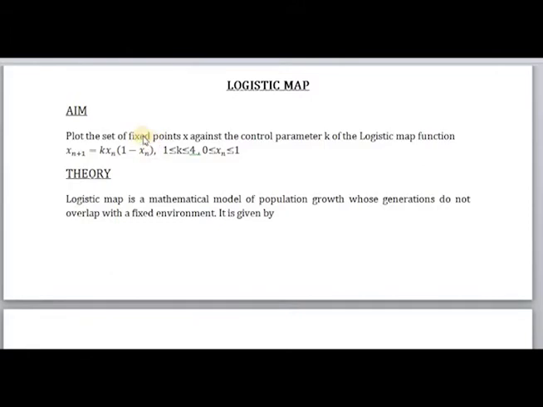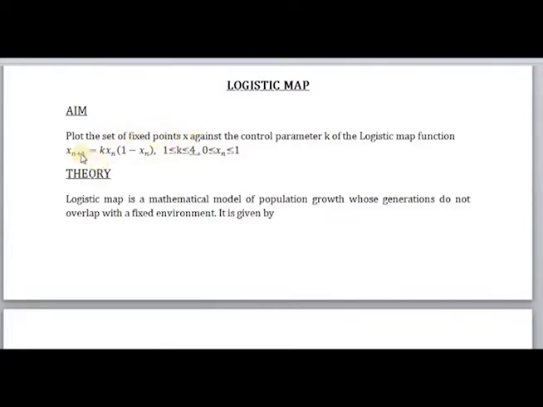And x_n is what? x_n is the ratio of present population to the maximum population, so it cannot have a value greater than 1. So x_n has a range of values starting from 0 up to 1, and the control parameter k from 1 to 4. And we are plotting the graph of the fixed points x, and these fixed points are called attractors.